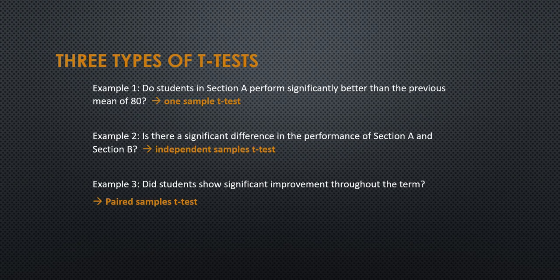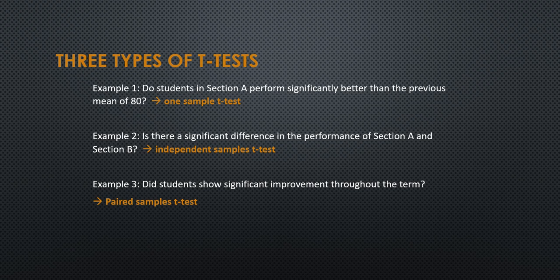So a random sample of students from section A would be taken, their sample mean would be calculated, and the one sample t-test would need to be used to compare the sample mean to a numerical value of 80 to see if the evidence is strong enough to indicate that students in section A perform better or not.